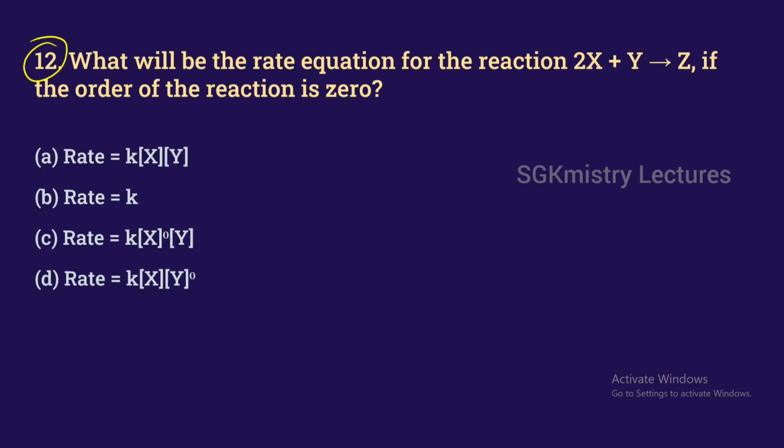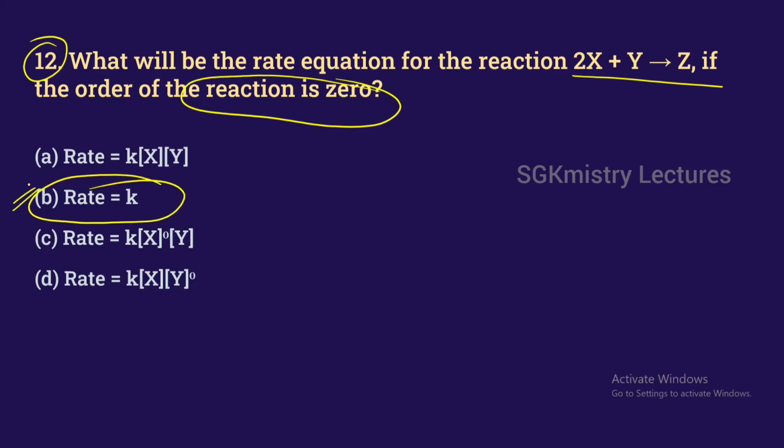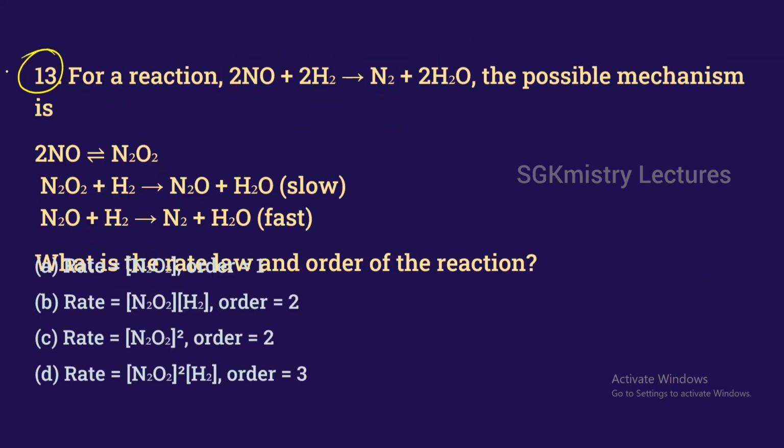Okay. Now, what will be the rate equation for the reaction? They've given a reaction like this. The order of the reaction is mentioned as 0. That means the rate is independent of the concentration of the reactants. Zero order reaction, I've already explained in my previous video. So of course, it is very simple to select among the options. Rate is equal to K, because in a zero order reaction, the rate is independent of the initial concentration of the reactants.